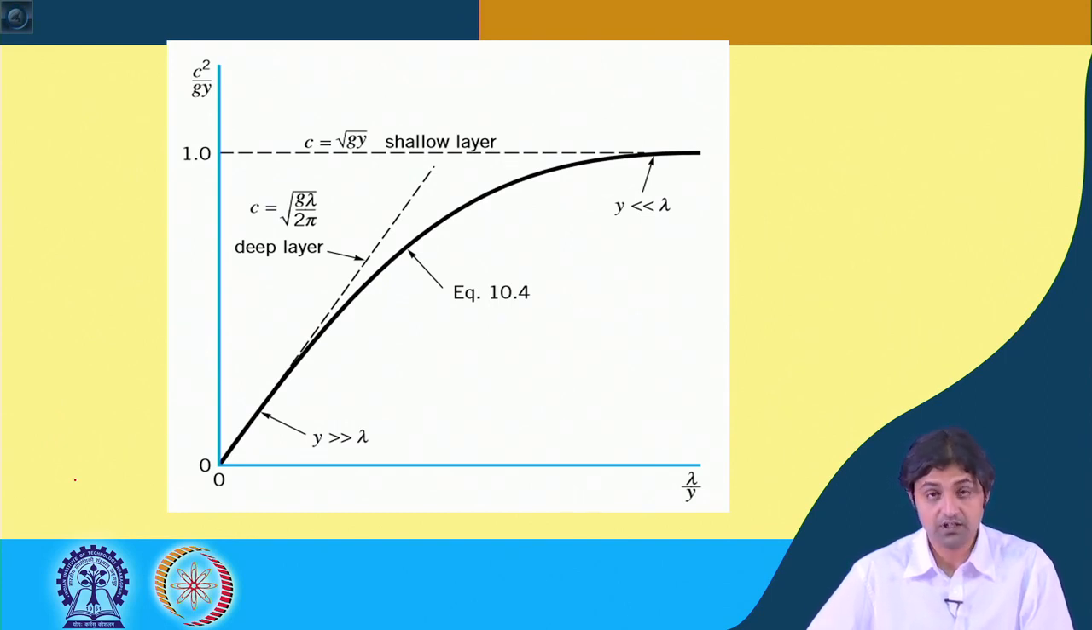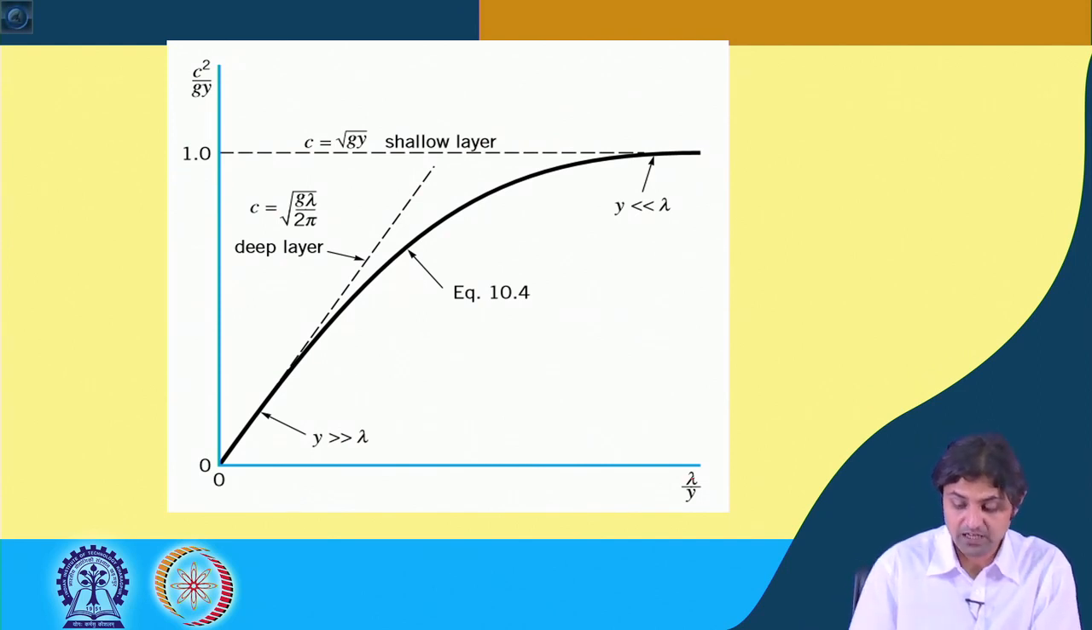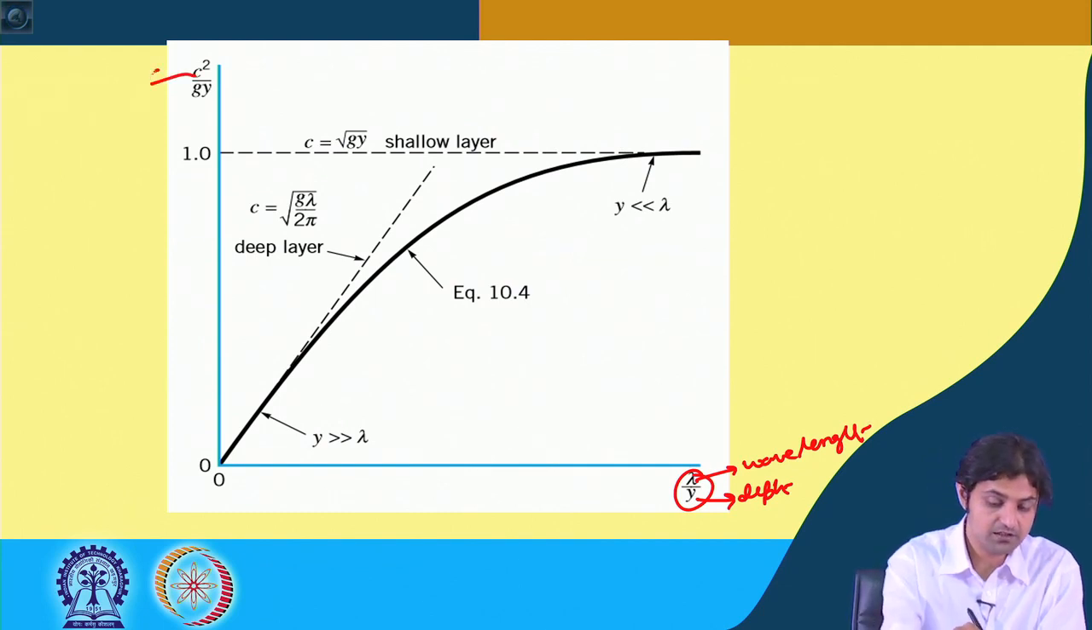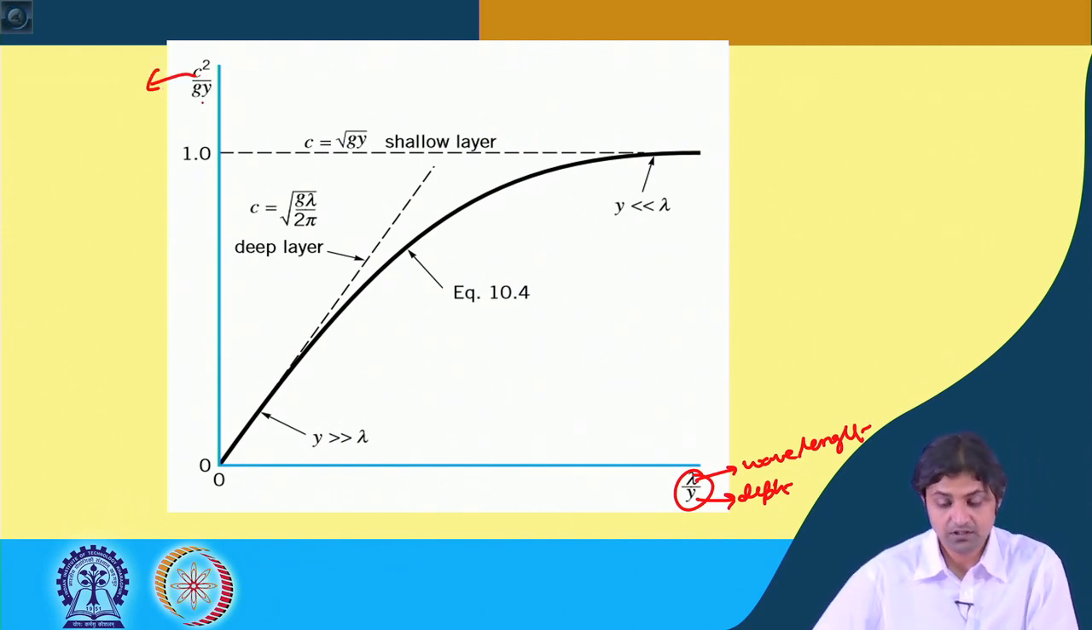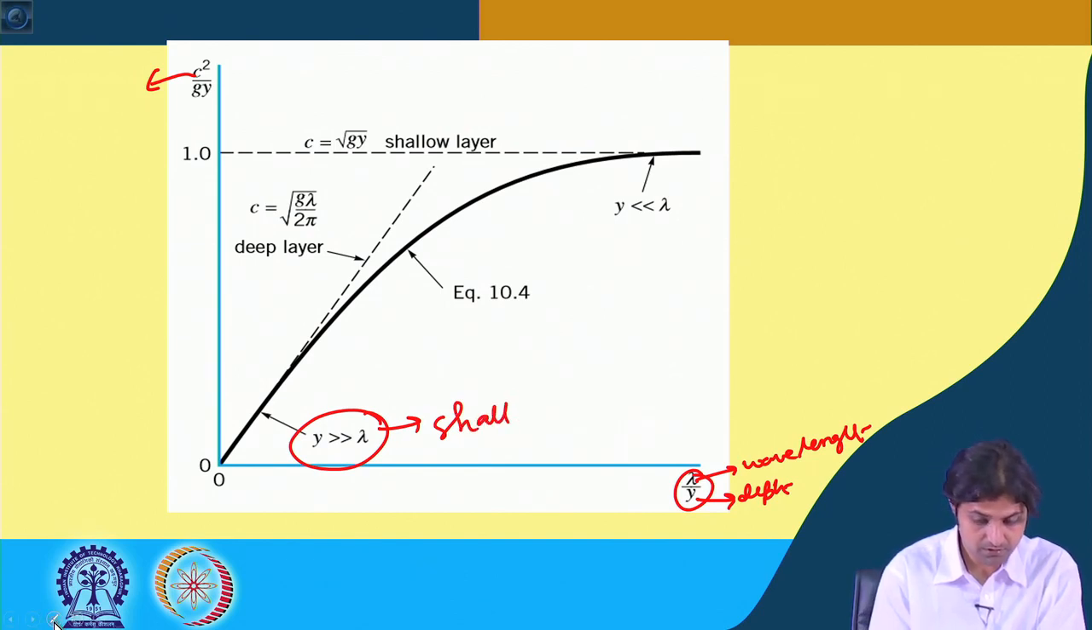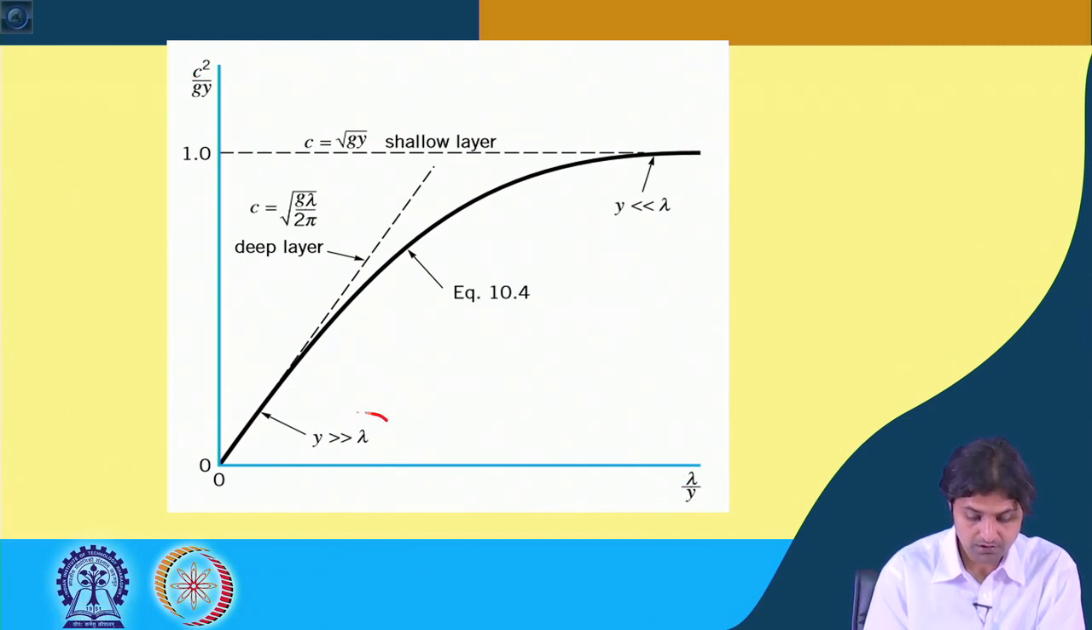This is a graph that shows the curve that has been plotted against lambda by y. So, y is the depth and lambda is the wavelength and c is the speed of the wave. You see this is the curve. Different regimes have been shown. So, this is deep water.